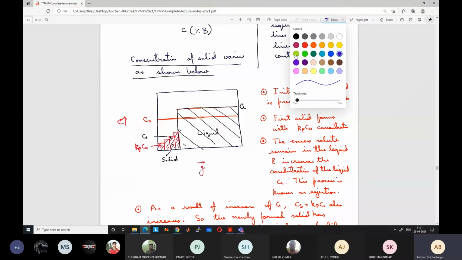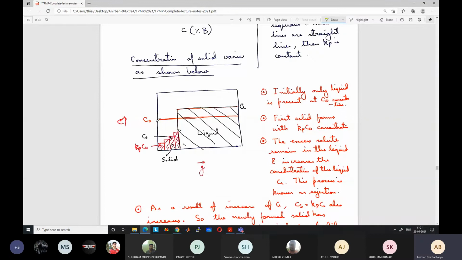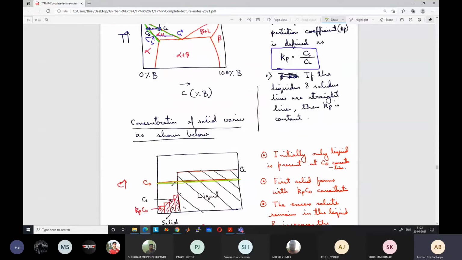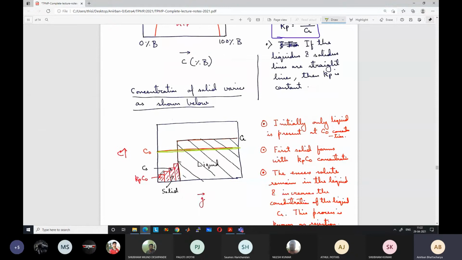Initially we had fully liquid with a concentration C0. Then when the first solid forms, what will be the concentration of the first solid? Because the relation always has to be maintained, we have Kp into the liquid concentration. The initial liquid concentration was C0, so the initial solid concentration will be Kp into C0. So the first solid forms with a concentration of Kp into C0.